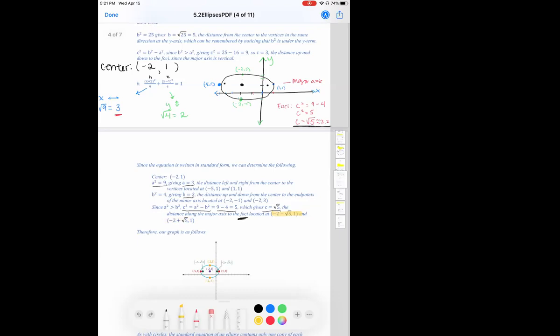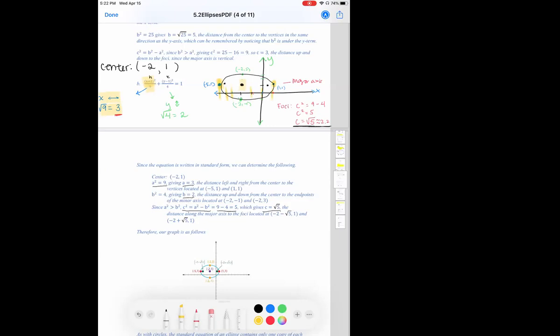Okay, good question. So we got those numbers because you see x has a 9? Because x has a 9, x goes left to right, so I take the square root. So I'm going to go left and right from the center. We're going to go from the center, left and right 3. So we go 1, 2, 3. We have this point here. 1, 2, 3, we have this point here.